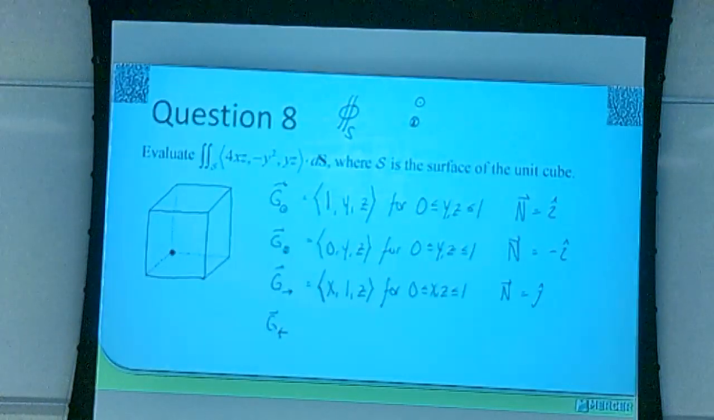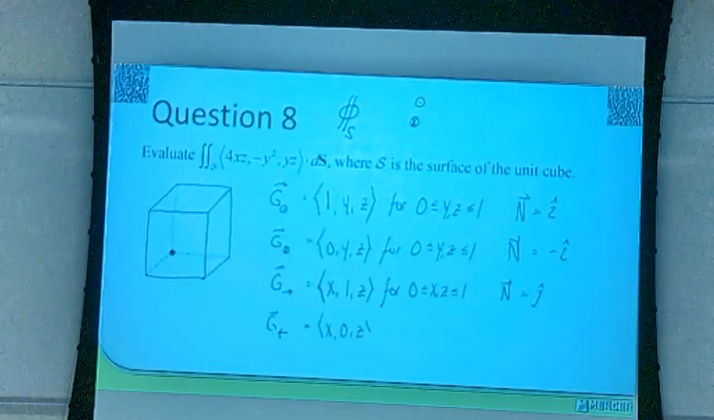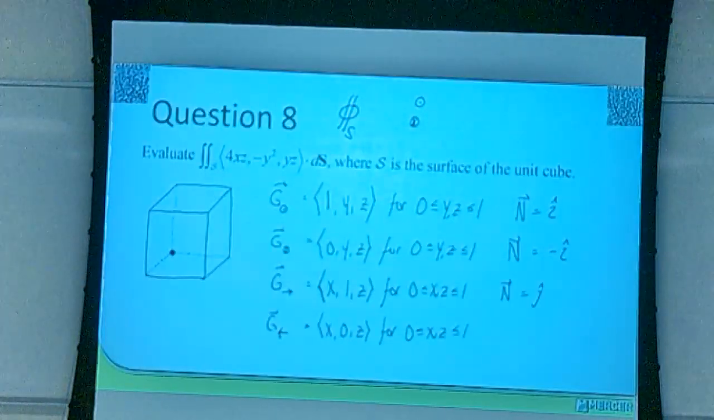The left facing. What's Y? 0. Does the domain change? No. And what is our normal vector? Negative j.